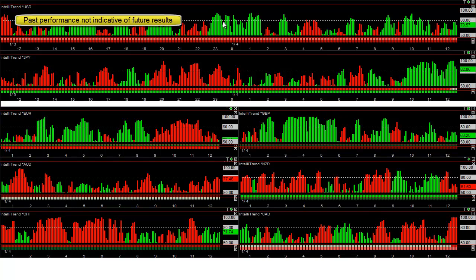So when you see extreme strength in the dollar, you want to trade that against one of the weaker pairs. You can clearly see the Australian dollar was extremely weak, as was the Swiss. So you want to sell the Australian dollar today and you want to buy the dollar Swiss. It's that simple.